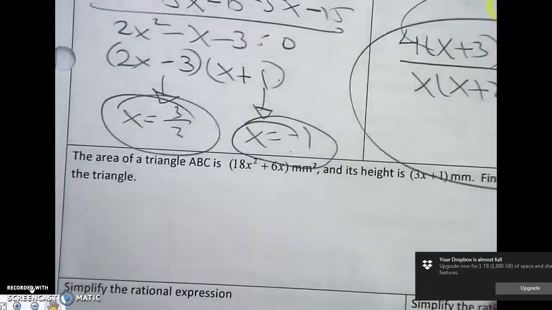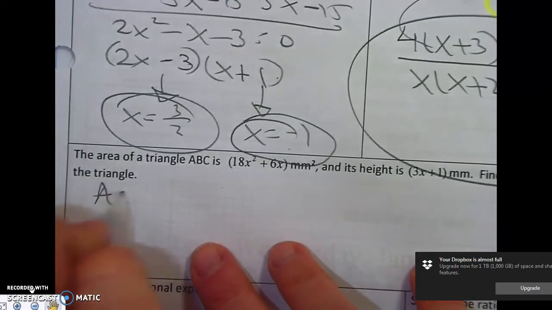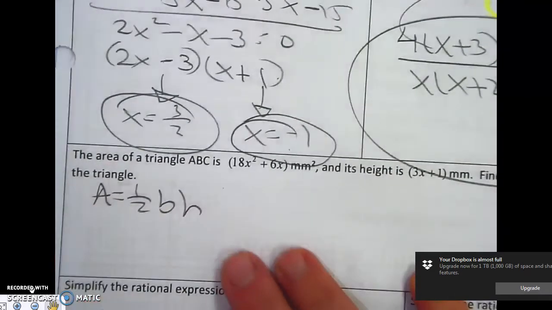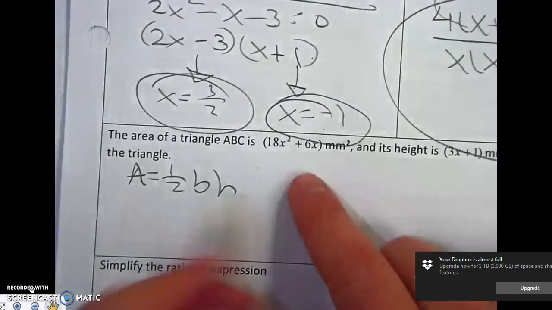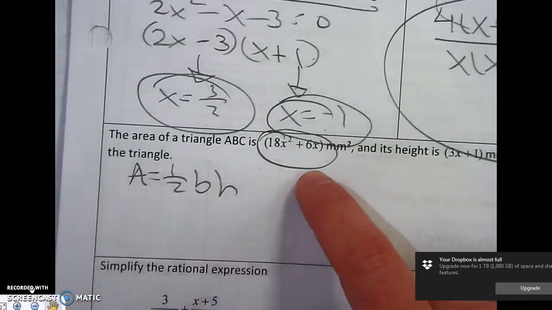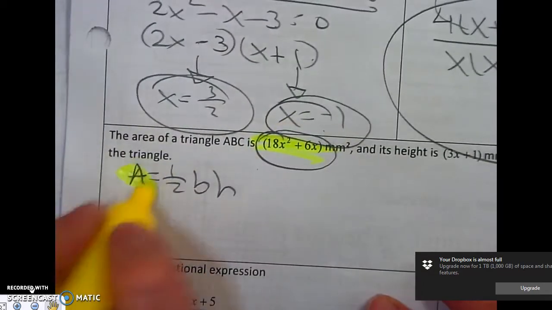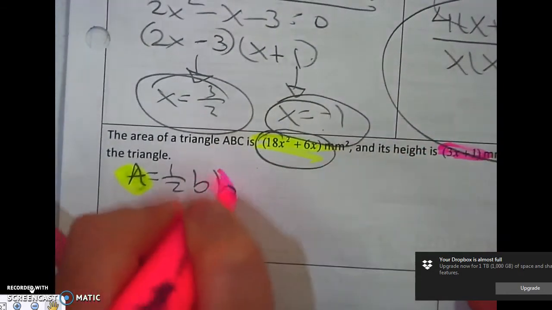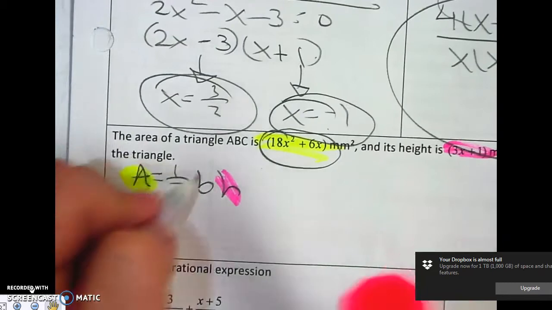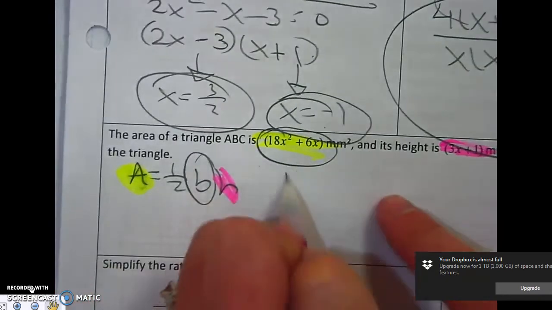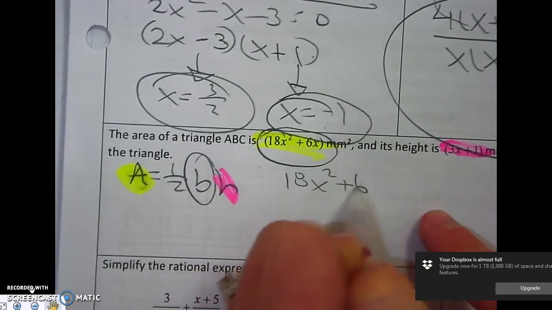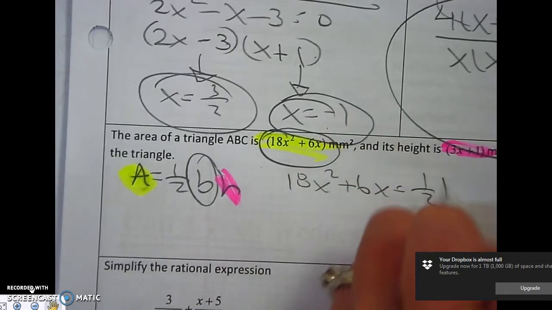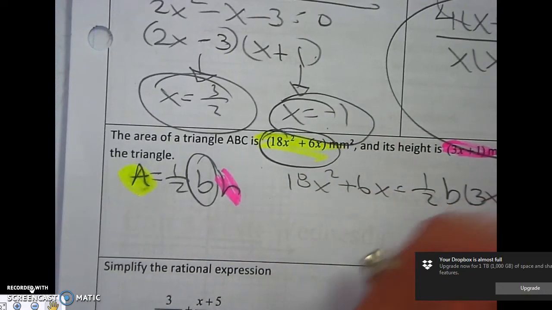The next one is talking about the area of a triangle. And I know that formula. Okay. And they told me that this is the area, so that means this is my A. And then they told me the height, which is here. So they want to know what's my base. So I'm going to write 18x squared plus 6x equals 1/2 b times 3x plus 1.